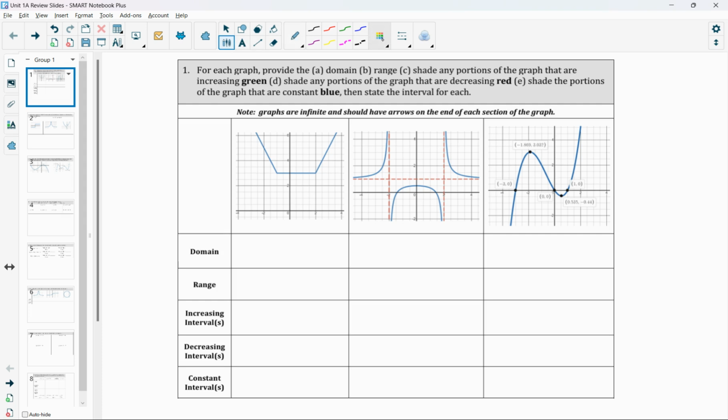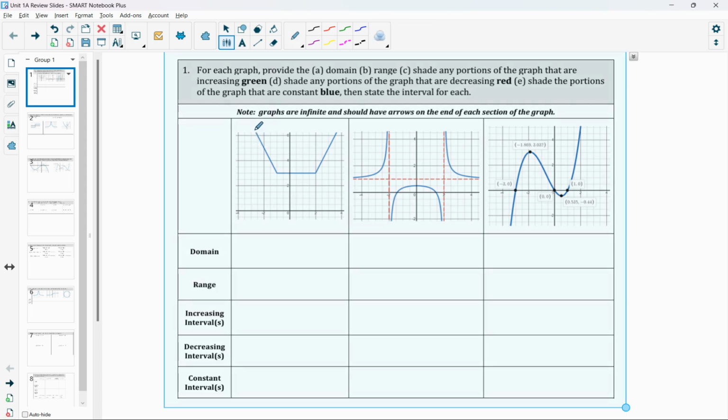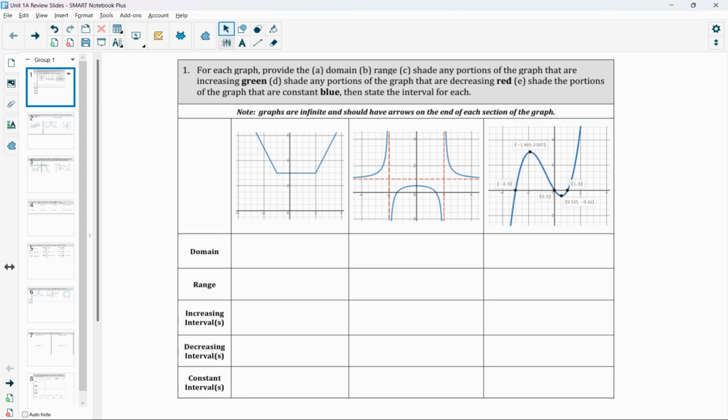On this first one, these graphs really should have arrows continuing on here. This one has an arrow this way and this way. We've got these arrows, the graph just doesn't show that. So just in case there was any question of that, I'm going to add those on here right now.